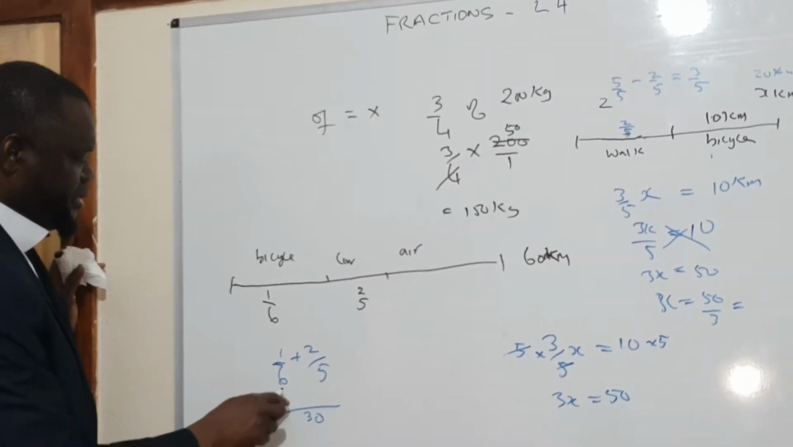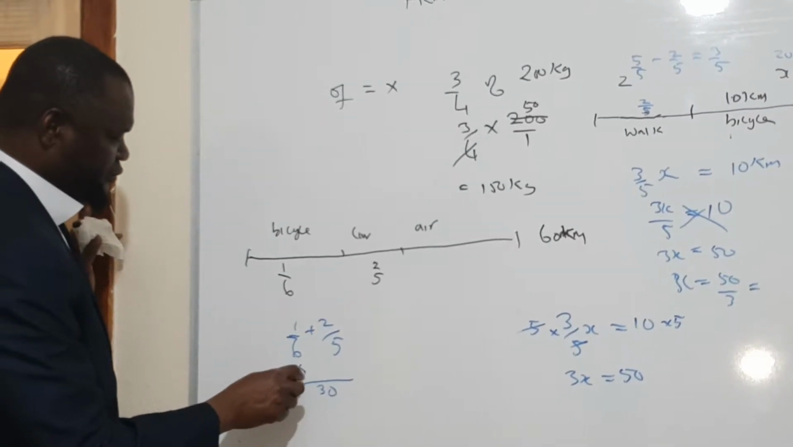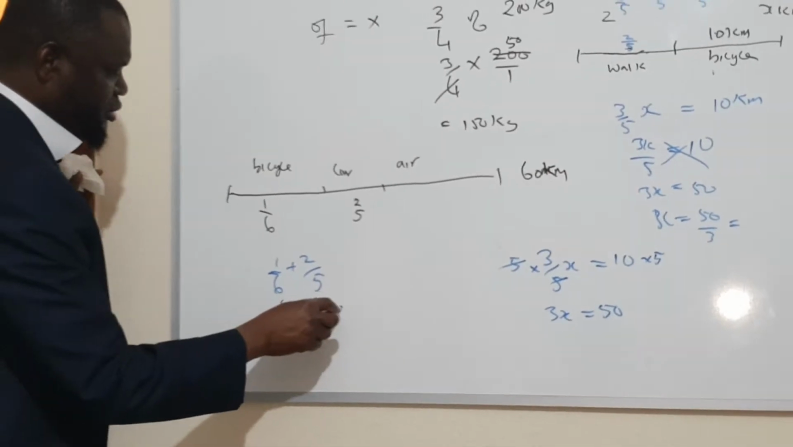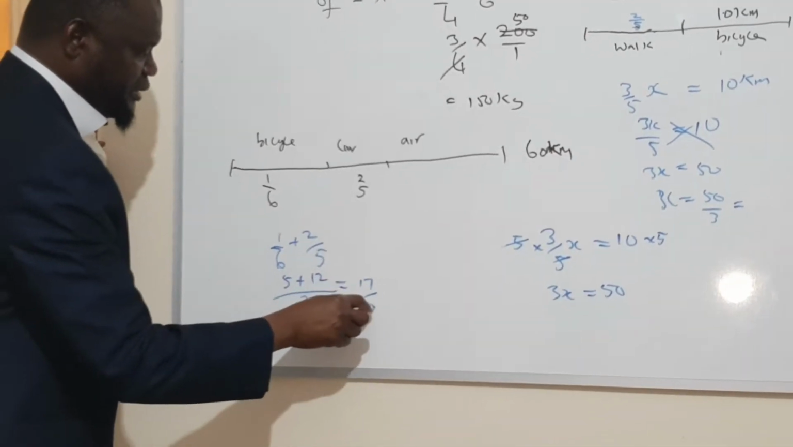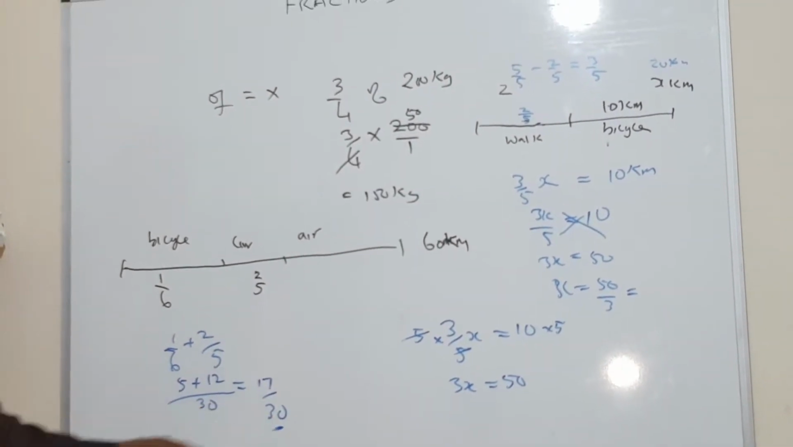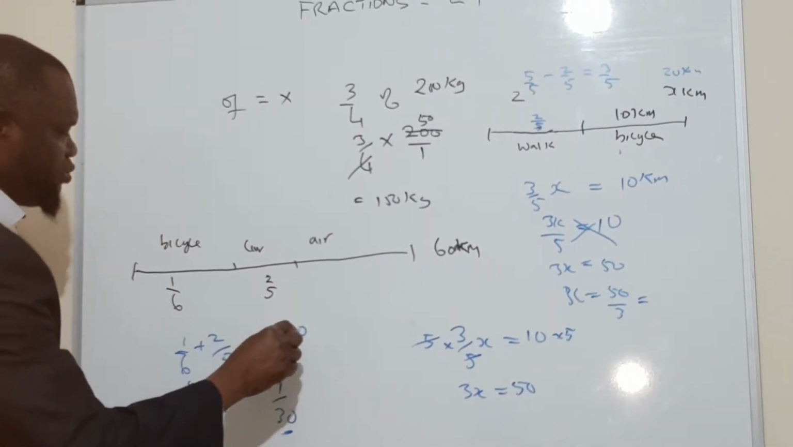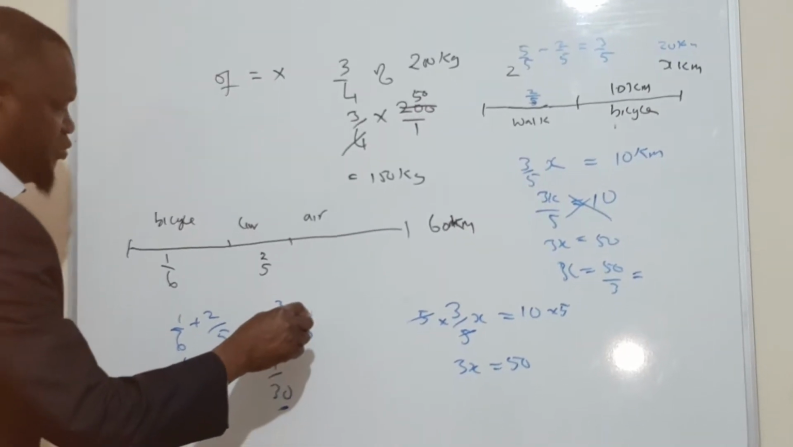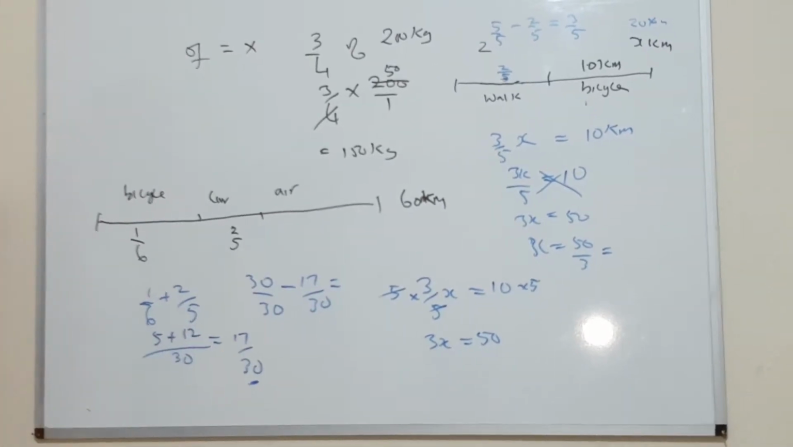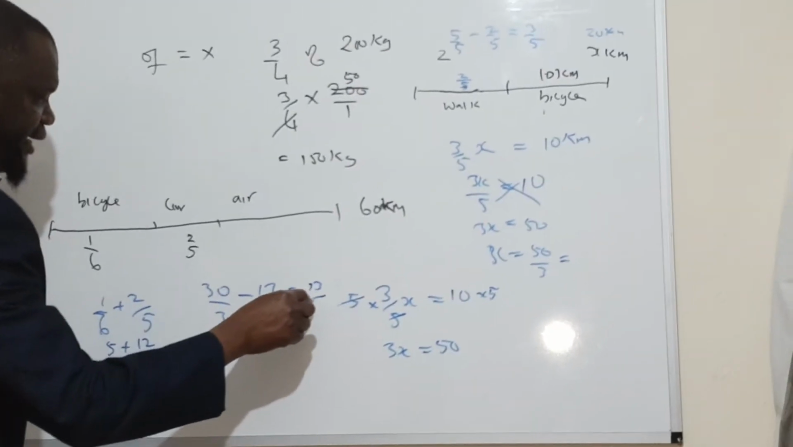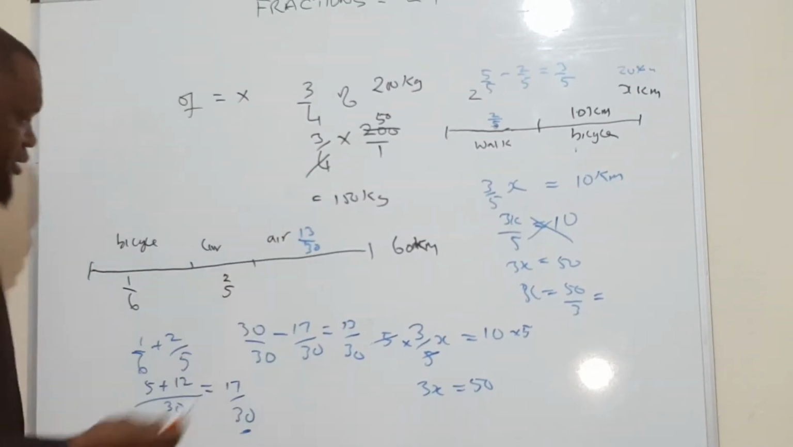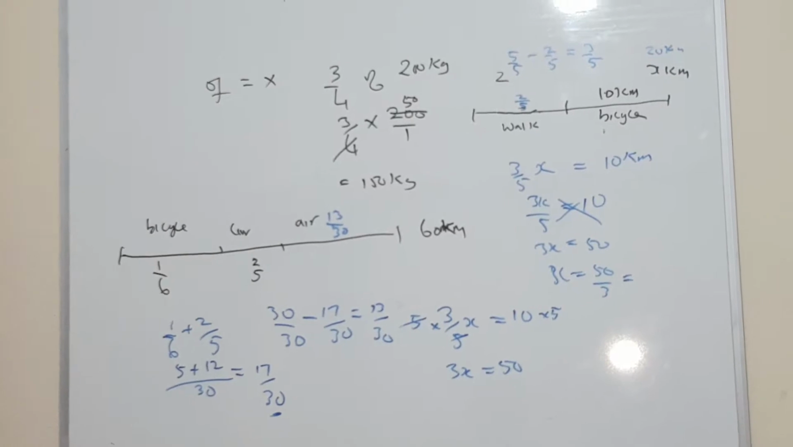6 into 30 is 5. 5 times 1. 5 into 30 is 6. 6 times 2 is 12. So this is how much? 17/30. Remember, I said the whole journey will be this one. So we're going to say 30/30, which is one whole, the whole of the journey, because a fraction is out of one whole, minus 17/30 is the balance of the journey. That will be 13/30. So basically, this journey is 13/30. Although it looks odd, that's it.